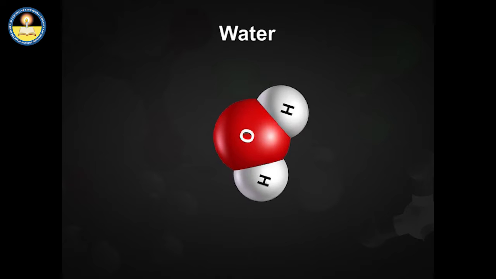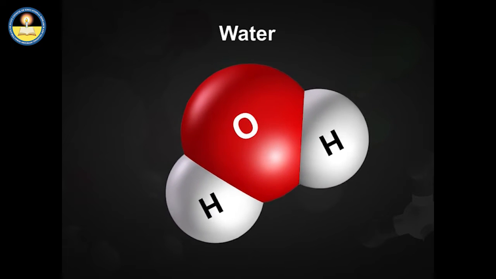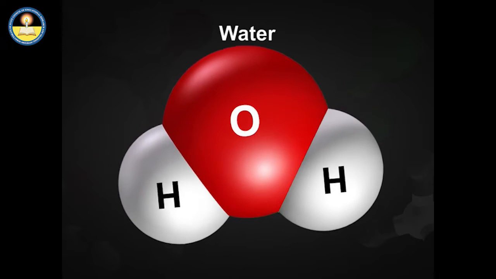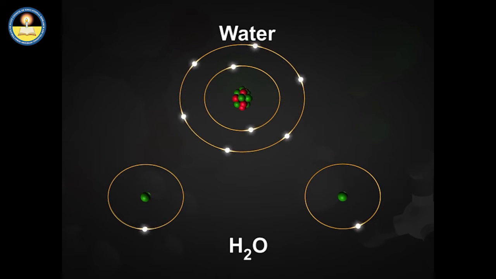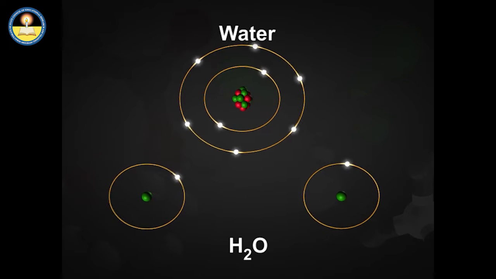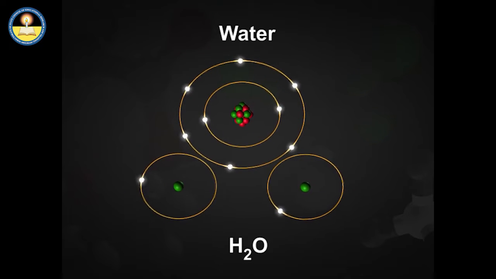Water exists as a molecule which has 2 hydrogen atoms and 1 oxygen atom. The formula of 1 molecule of water is given as H2O. Have a look at how sharing of electron pairs takes place.